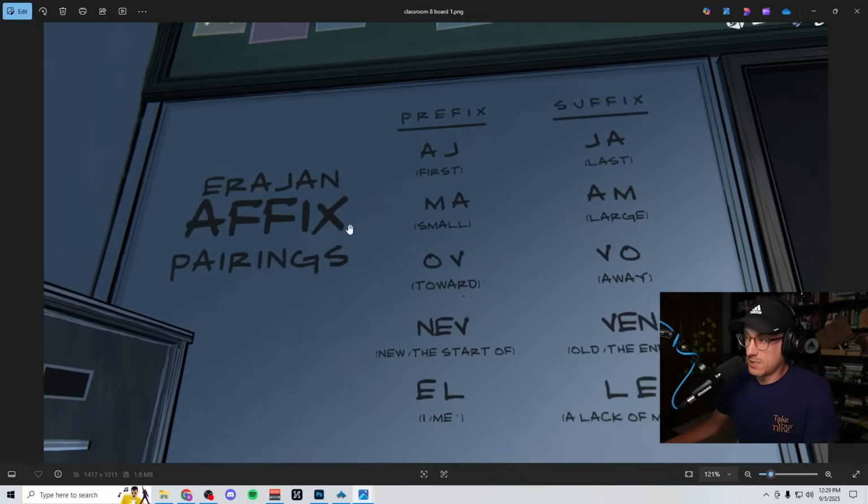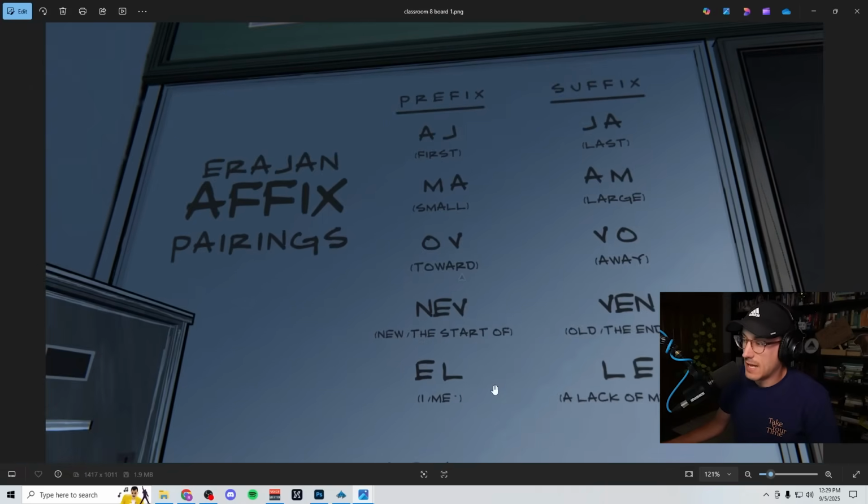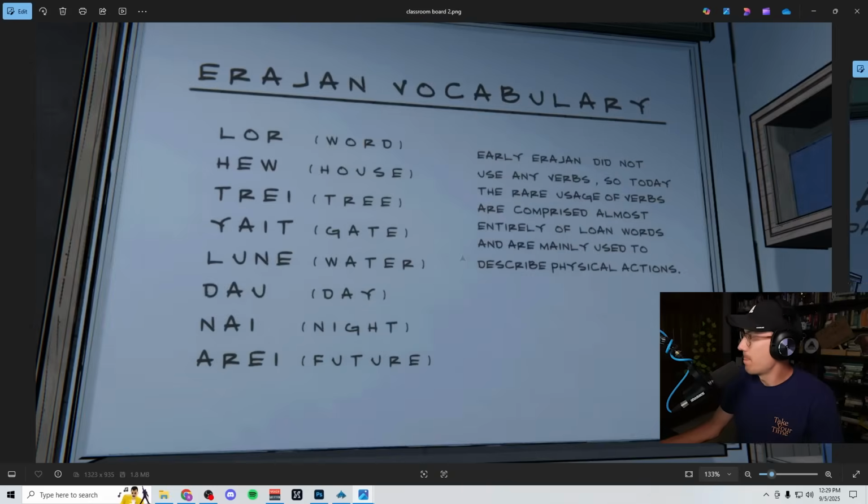Prefixes and suffixes: aj and ja, first and last, and they are flipped, palindrome-esque. Ma and am, ov and vo, nev and ven, el and le. These are small, large, toward and away, new or old, the start of, the end of, I/me, or the absence of me, a lack of myself. Cool. That one makes a lot of sense to me. We have the sort of nouns in the middle of these words, or at the base of these words.